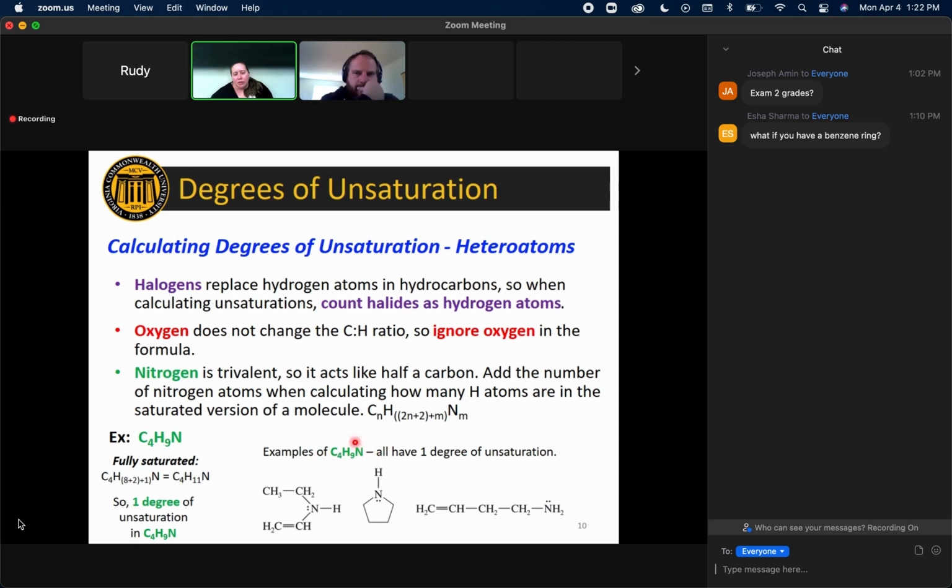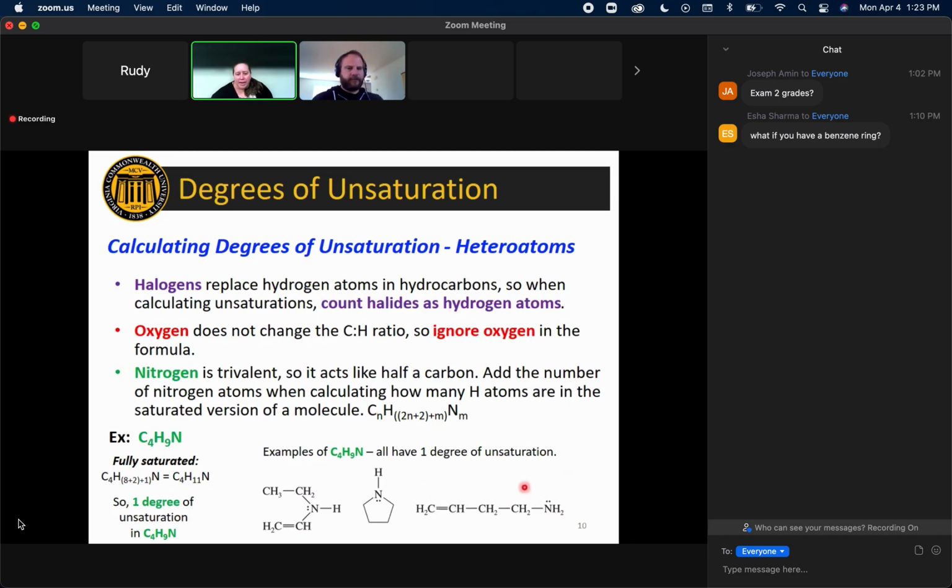If you follow the octet rule and you keep everything neutral in terms of formal charges, you will have a compound left that has 1 degree of unsaturation, because that's the math that it has to be, right? And so here in my examples, the one on the left has 1 degree of unsaturation in the pi bond. The one in the middle has 1 degree of unsaturation in the ring. The one on the right has 1 degree of unsaturation in the pi bond.